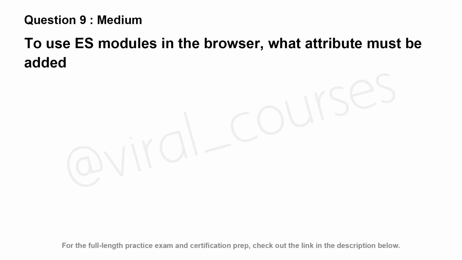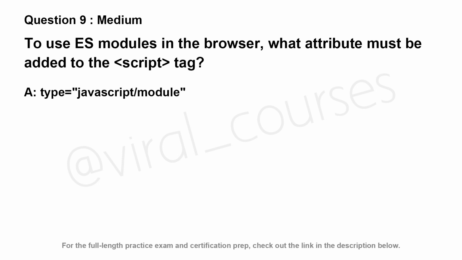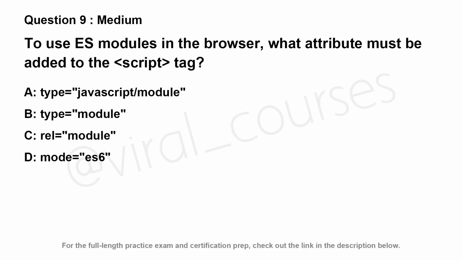To use ES modules in the browser, what attribute must be added to the <script> tag? Option A, type equals JavaScript module. Option B, type equals module. Option C, rel equals module. Option D, mode equals ES6 modules.